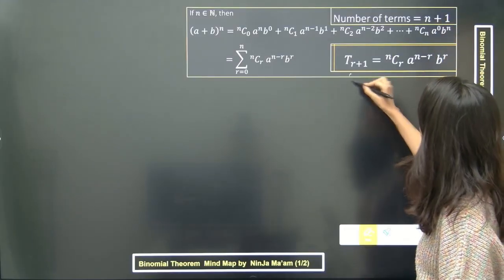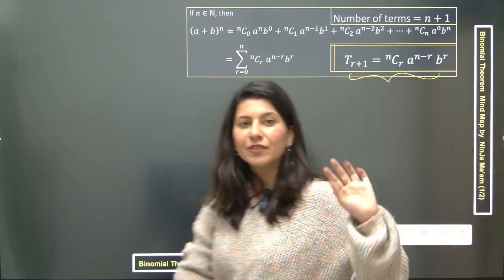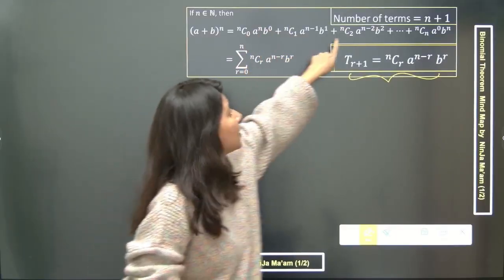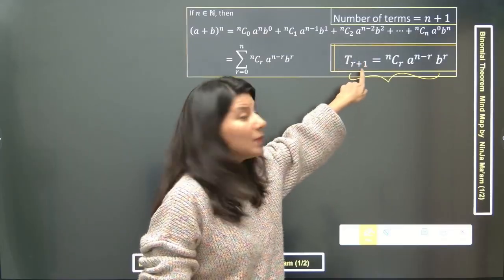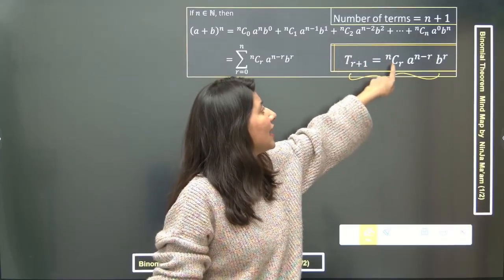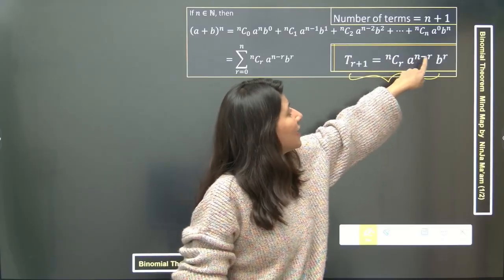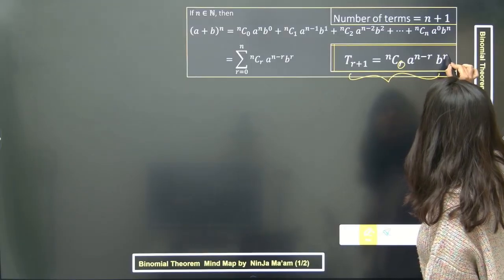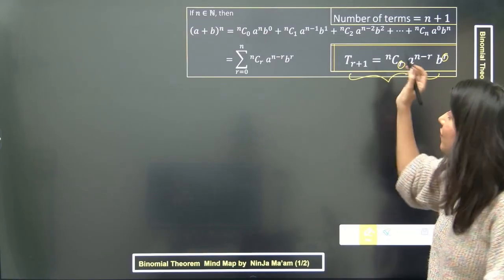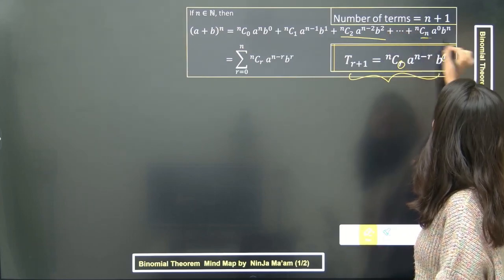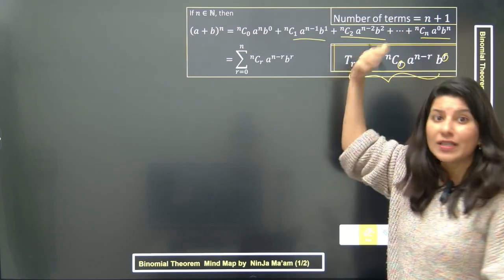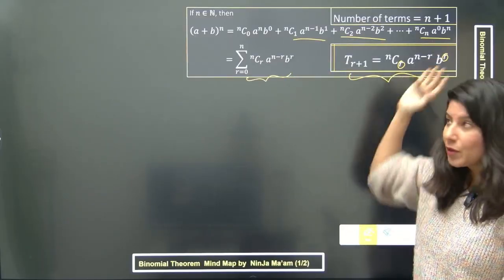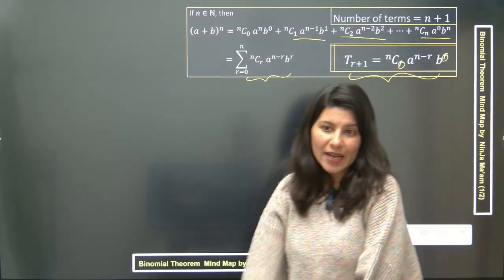And this is your general term. What is a general term? The first term has nC0, the second term has nC1, the third term has nC2. So the (r+1)th term is going to give you nCr, a raised to power n minus r, b raised to power r. Understand, this index of nCr matches the power of b, in every term: nC2 b square, nCn b power n, nC1 b power 1, just like this. And this is the sigma notation of that particular series. So this is how your binomial expansion looks.